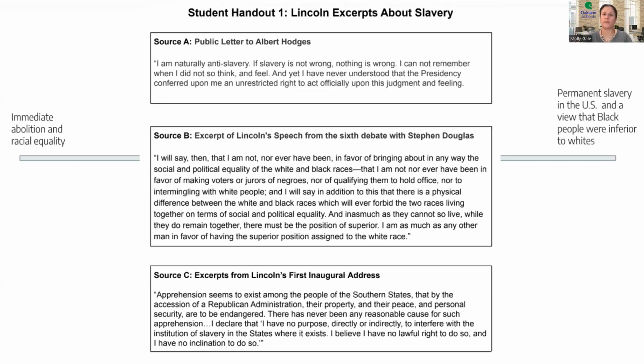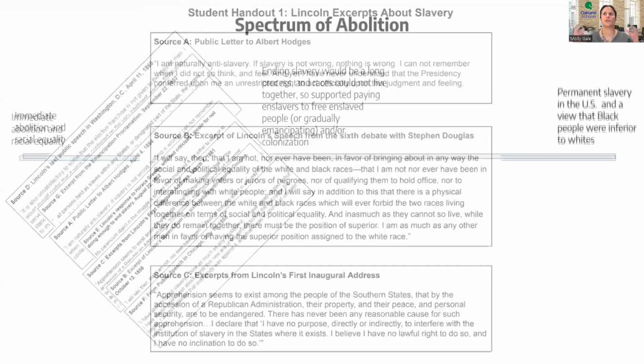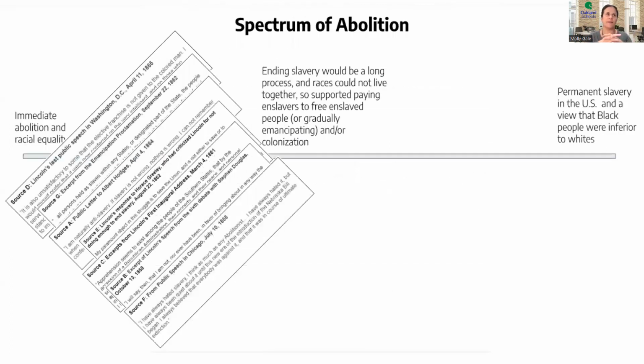And they place them along the spectrum. What they notice as they go through this is that Lincoln's beliefs about emancipation change over time. There are 7 of them, and they have to share their placements and their reasoning. So they have to have a reason they're putting each one where they're putting it. At the end of the lesson, there's a chance to come together and compare placements.